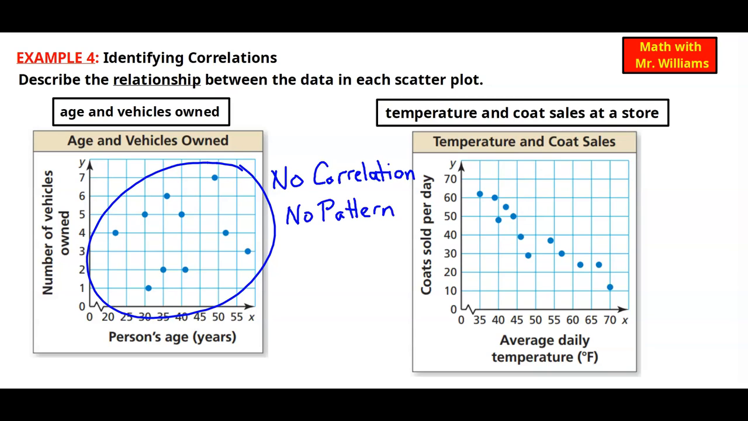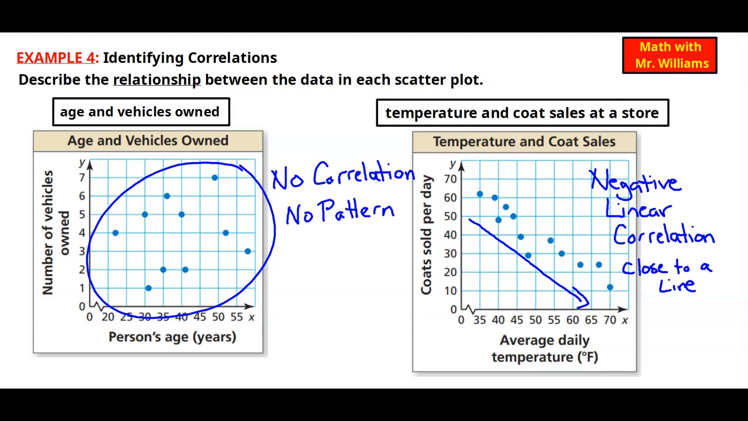All right, for the next one, we have temperature and coat sales at a store. So here we can see the dots are heading in the downward direction, making this a negative linear correlation. These points are lying close to a line. As x increases, the y decreases.